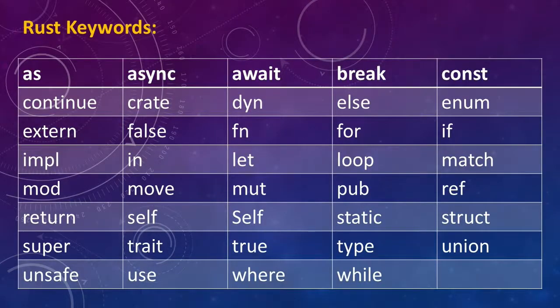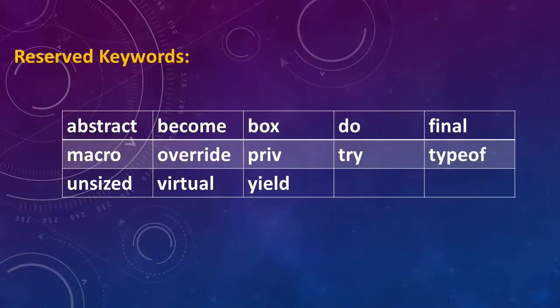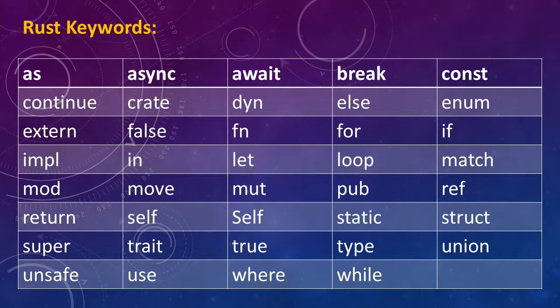All programming languages have their own set of keywords and reserved keywords. Here I show Rust's keywords. Some of them are as, async, await, break, const, continue, mod, let, fn and etc. Some of the reserved keywords in Rust are abstract, box, override, virtual and etc. Okay, these are all keywords and reserved keywords.